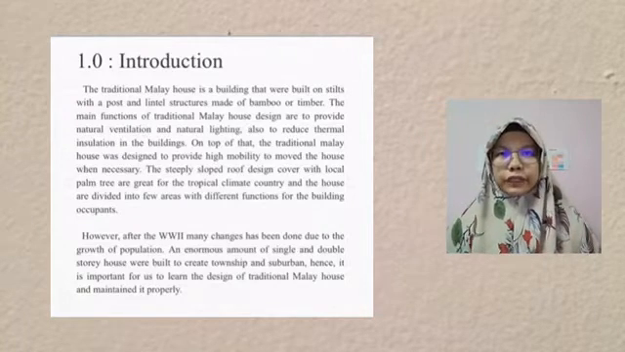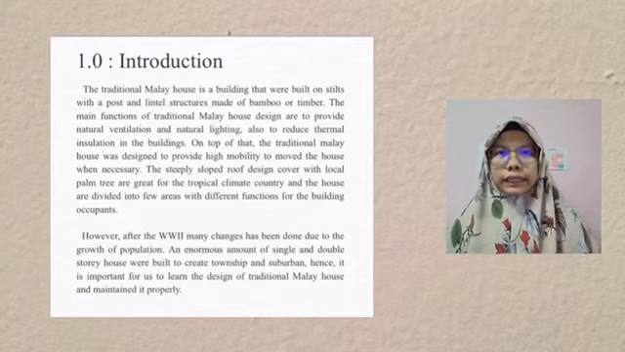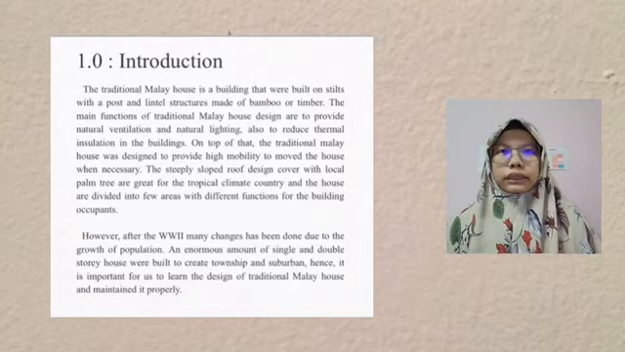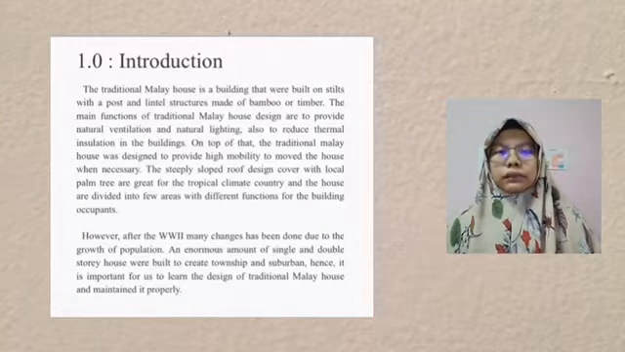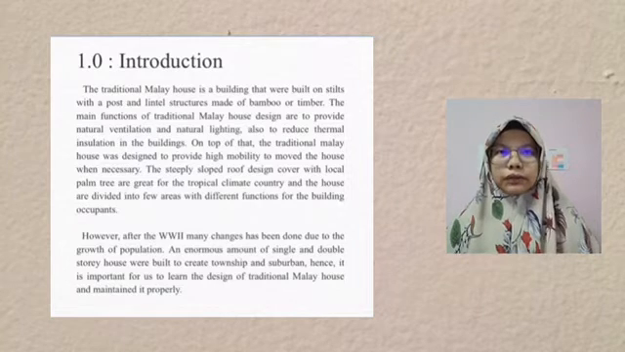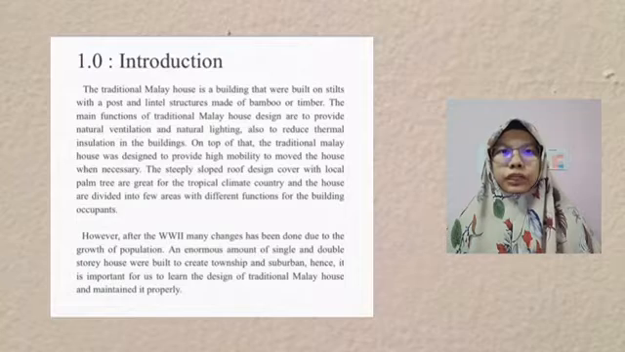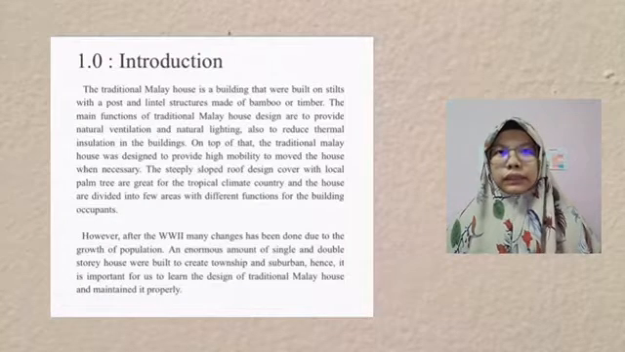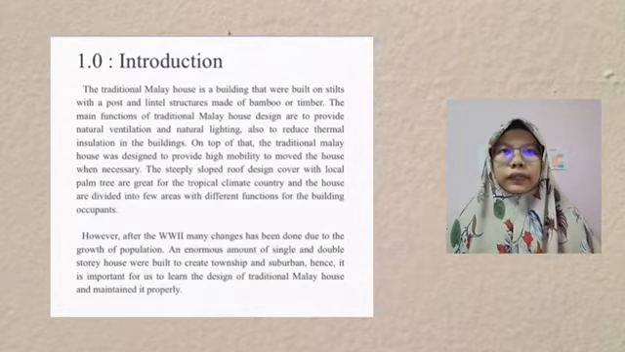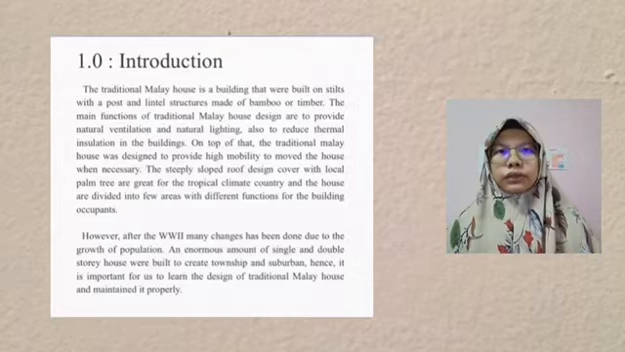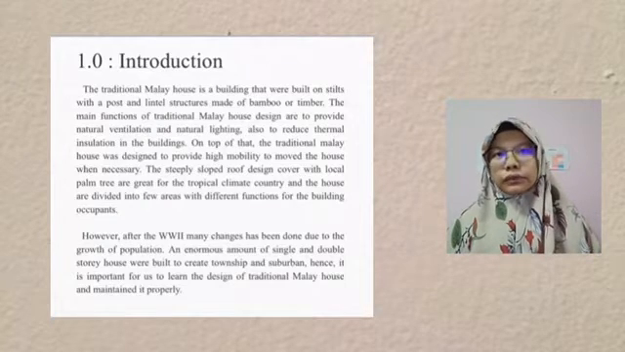Explain the introduction of this case study. This case study is from a traditional Malay house that was built on steel with a post and lintel structure made of bamboo or timber. The main function of traditional Malay house design is to provide natural ventilation and natural lighting, also to reduce the thermal insulation in the building.